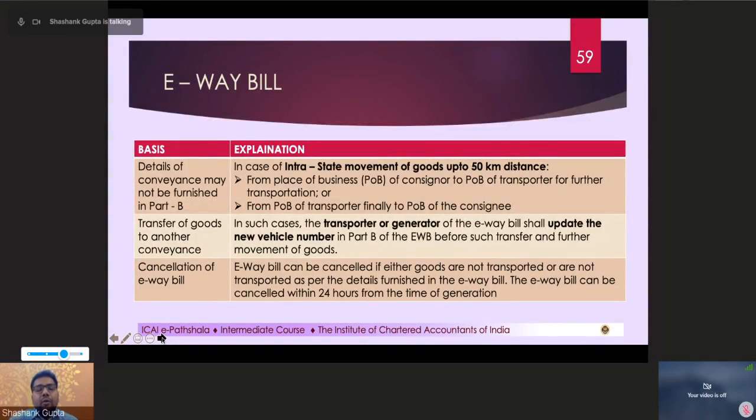What happens if goods are moving in a truck and that truck meets an accident and the goods are then unloaded and loaded in a new truck? So details in part B can be changed and updated.